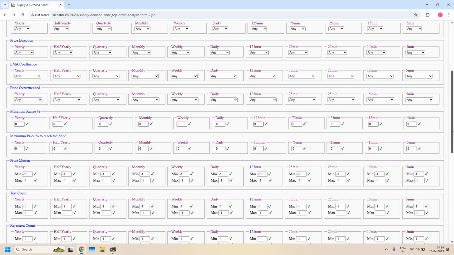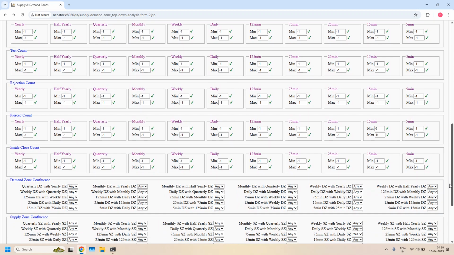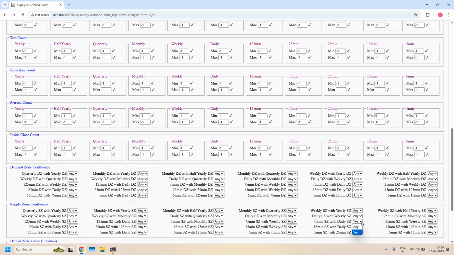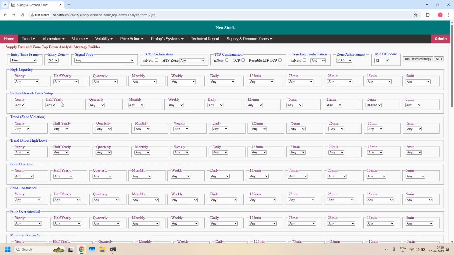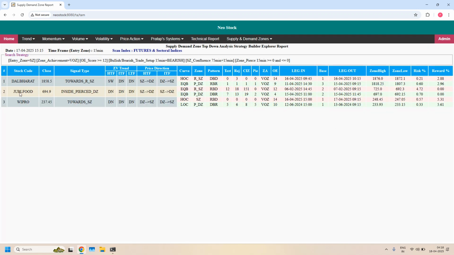I am going down. I am disabling this filter. I have to select this filter, 15-minute supply zone with 75-minute supply zone confluence. This is LTF and ITF. LTF is 15 minutes, ITF is 75 minutes. So entry time frame 15 minutes. With this filter, we got all 3 stocks. Even earlier also we got all the 3 stocks, right? Okay, that means there also 75 is having daily EMA confluence.